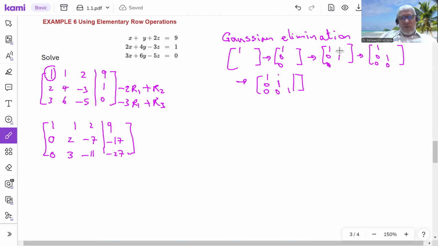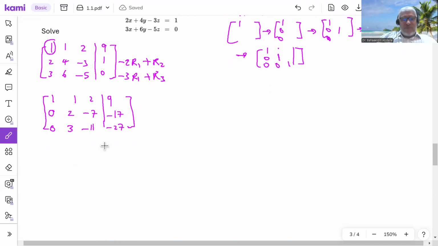So I go to the next column, and this 2 has to be 1. How can I make it 1? Either I divide the second row by 2 to make it 1, or I look to the row below, row 3. If this number, the 3, is 1, or it's easier to change it to 1 than this one, then I will interchange row 2 and row 3. But I noticed that it is the same. This is a 3, and it's not easy to change it to 1. I'll have fractions. Also here I'll have fractions, so I will divide row 2 by 2.